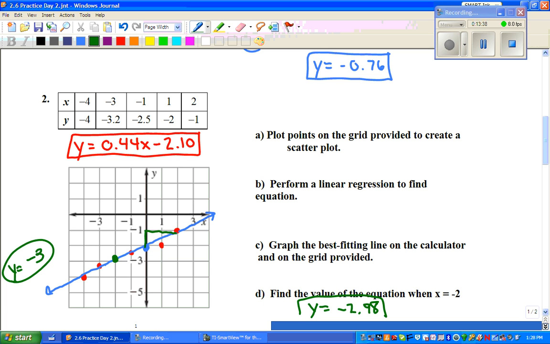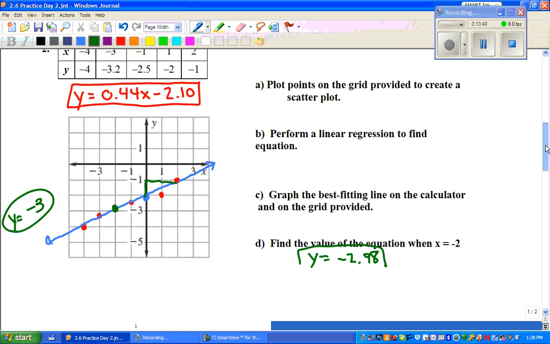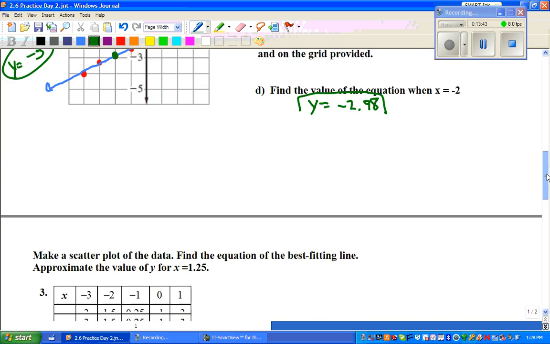Questions? All right, that is using your calculator, guys, to do linear regressions.